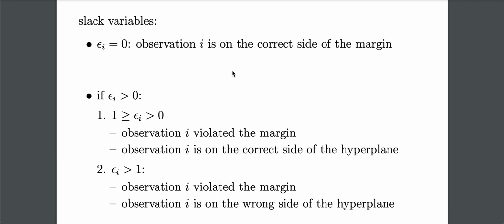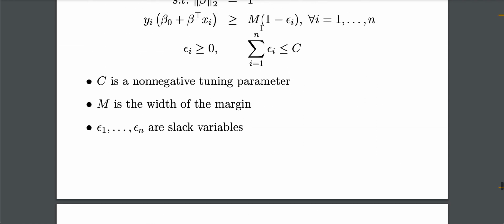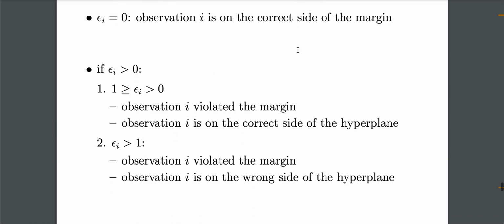Okay. Now, when epsilon i is between 0 and 1, then this quantity is still positive. In that case, observation i violates the margin, but it's still on the correct side of the hyperplane. Now, when epsilon i is greater than 1, observation i violates the margin, but more importantly, it's on the wrong side of the hyperplane. So essentially, any data point for which epsilon i is greater than 1 is on the wrong side of the hyperplane.